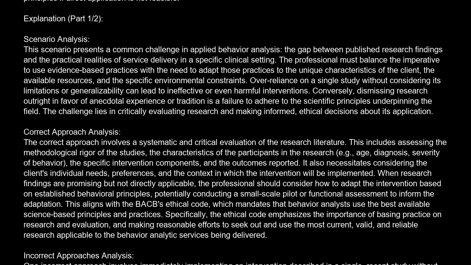When research findings are promising but not directly applicable, the professional should consider how to adapt the intervention based on established behavioral principles, potentially conducting a small-scale pilot or functional assessment to inform the adaptation. This aligns with the BCBA ethical code, which mandates that behavior analysts use the best available science-based principles and practices. Specifically, the ethical code emphasizes the importance of basing practice on research and evaluation, and making reasonable efforts to seek out and use the most current, valid, and reliable research applicable to the behavior analytic services being delivered.